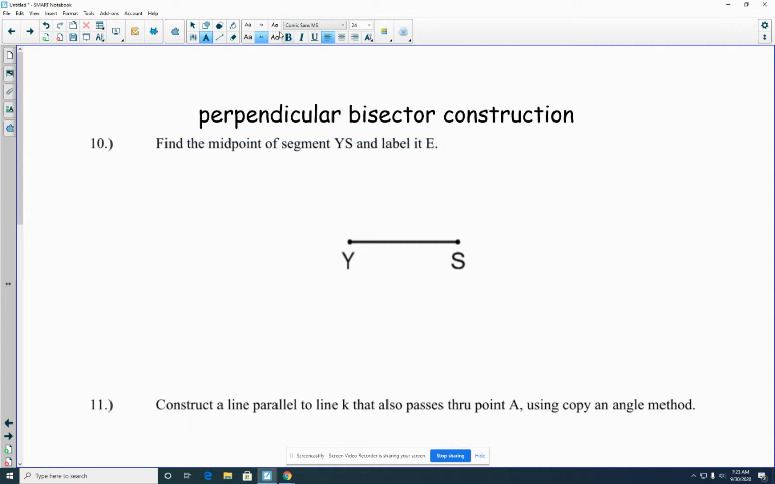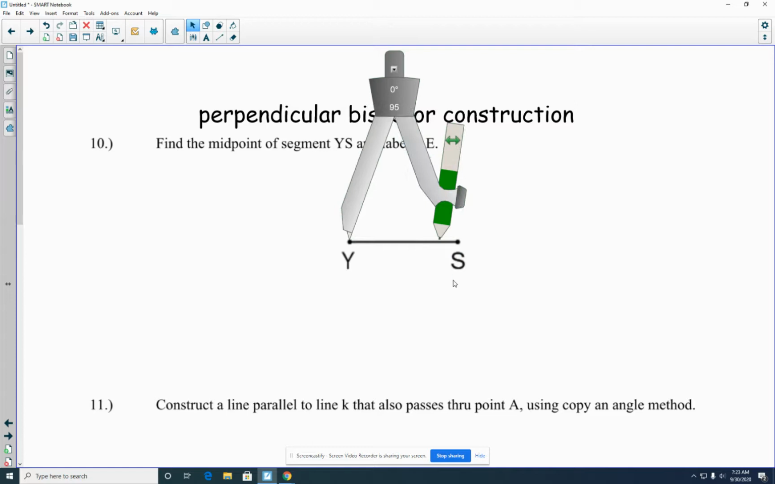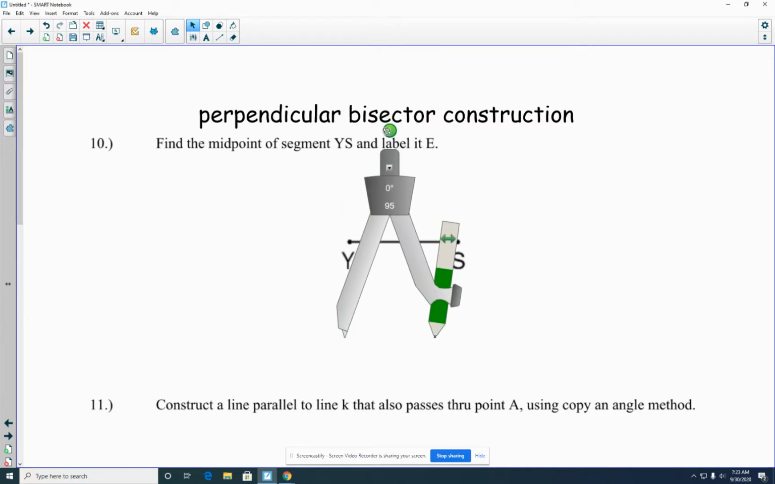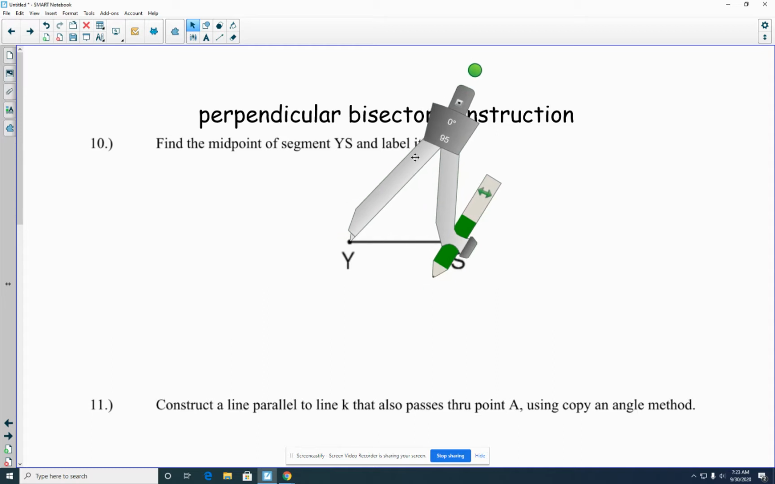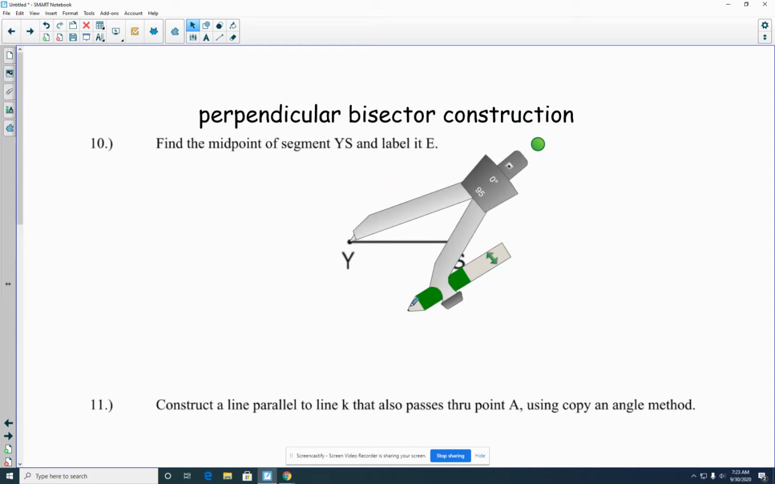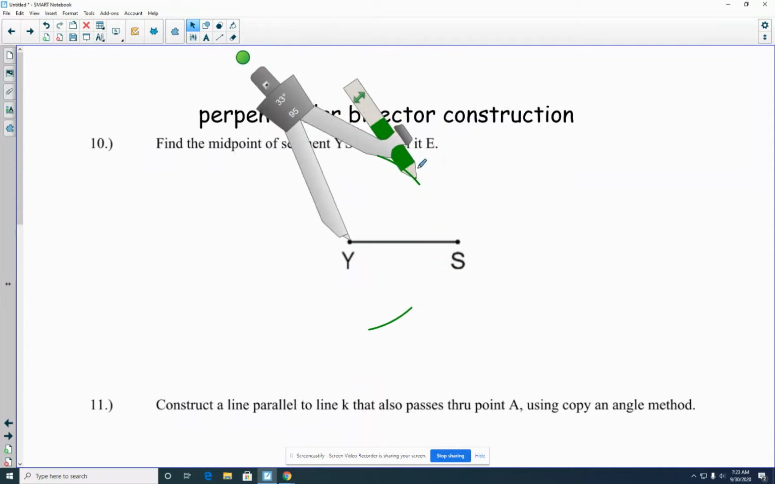That's what number 10 is all about. Let's take our compass, perpendicular bisector. So we take our compass, we set it up so that it's at one endpoint, go more than halfway. I'm going to choose to go 3/4 of the way, and I'm going to swing an arc under, and then you need another arc above.